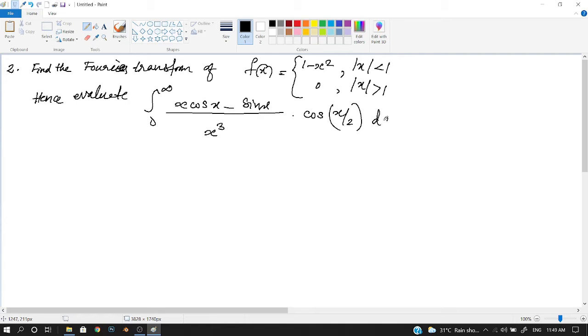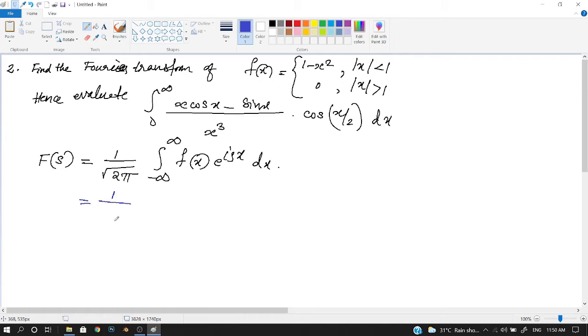Okay, so here first we can calculate the Fourier transform of the given function, and that is denoted by f of s. The formula is 1 by root 2 pi integral from minus infinity to infinity f of x into e raised to isx dx. Now here we want to split this integral into 2.